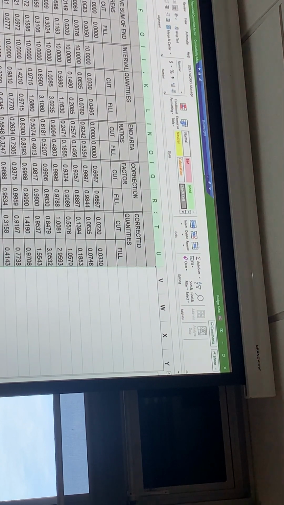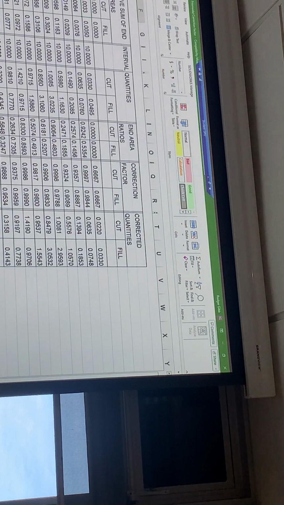Alright, so that number 0.33 refers to that plus that divided by 2. So it's an average sum of the end area. So this number here in the cut, 0.31, refers to the previous, that's fill not cut, the previous fill and the fill we're on divided by 2. Right? The next column we've already talked about, the quantities.